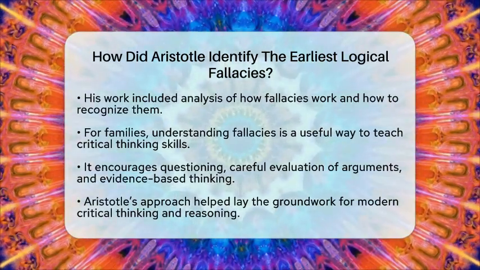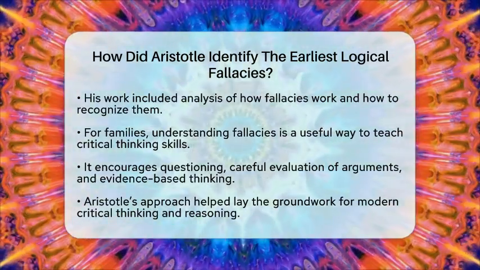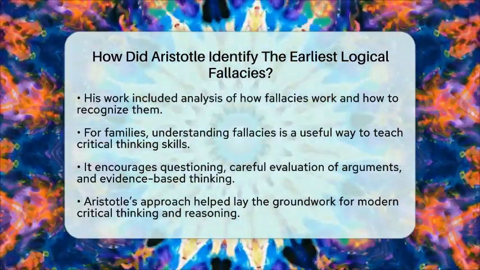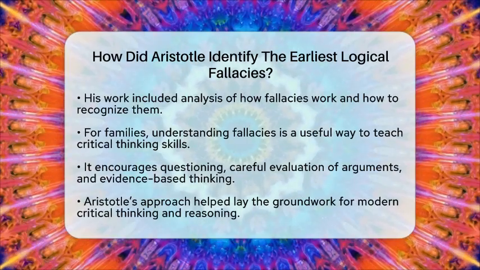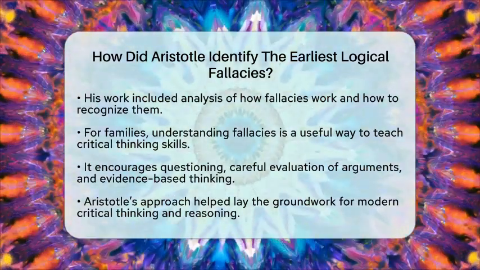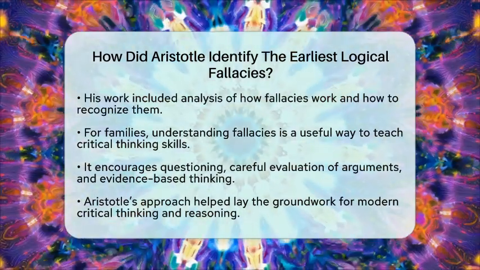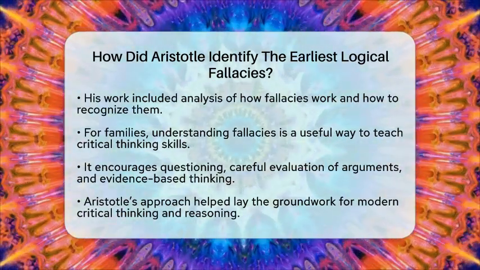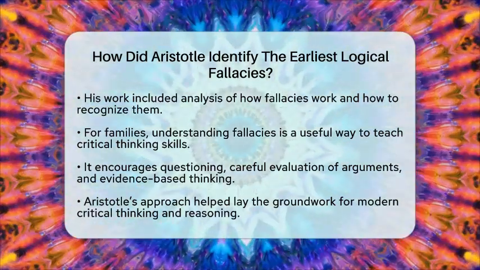In essence, Aristotle's approach was to observe common mistakes in arguments. He categorized them based on their nature and explained how they deceive us. His early work laid the foundation for modern critical thinking. It helps us see through tricks and false reasoning. By understanding these fallacies, families can teach their children to think clearly and make better decisions based on logic, not persuasion or rhetoric.